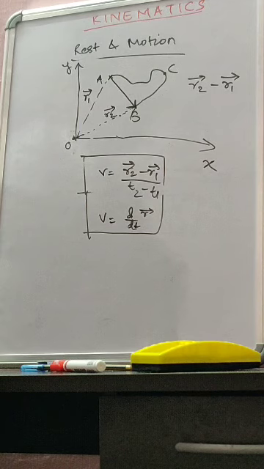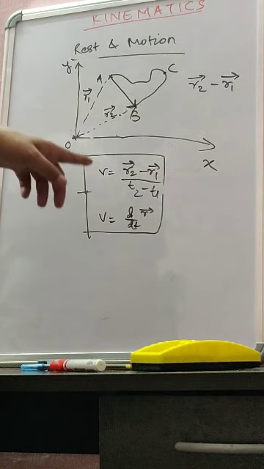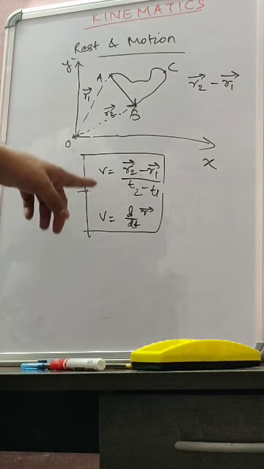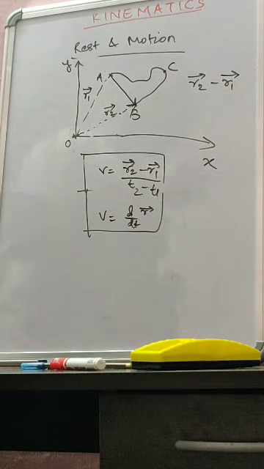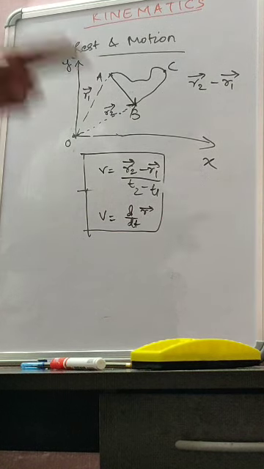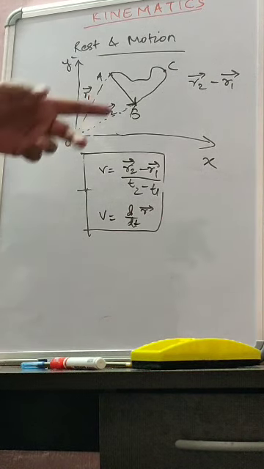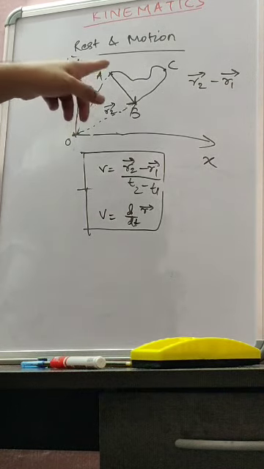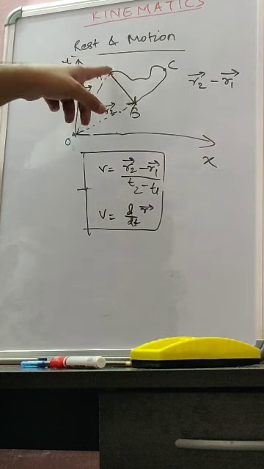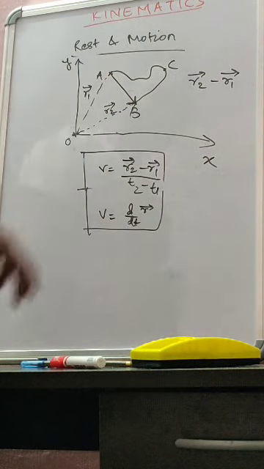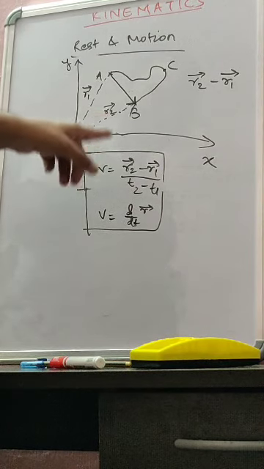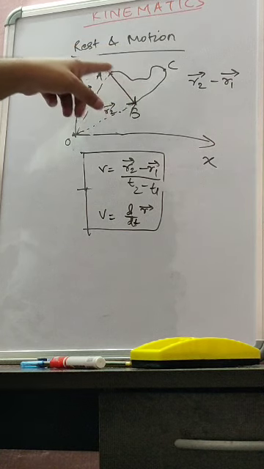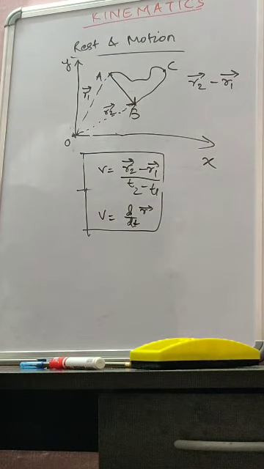One thing to note here is that the magnitude of instantaneous velocity will be the same as the magnitude of instantaneous speed. But for average velocity and average speed, the magnitudes will be different. Why? Because the distance covered is huge, but the displacement is this small. So the average speed will be more than the average velocity.